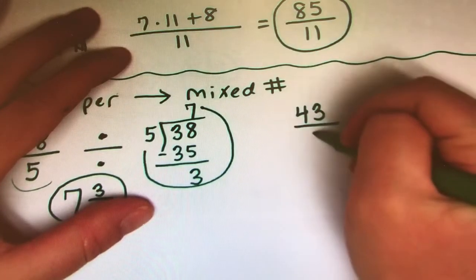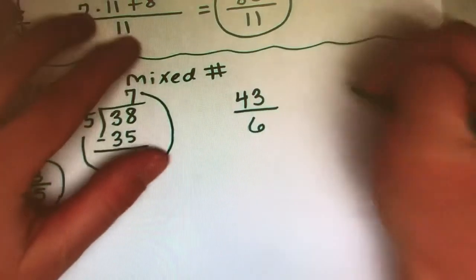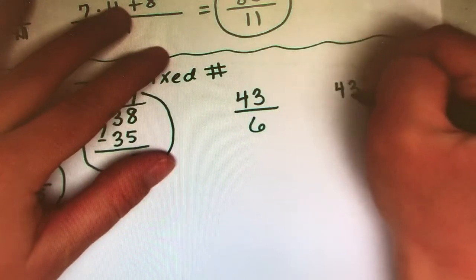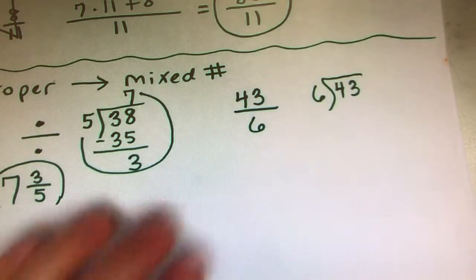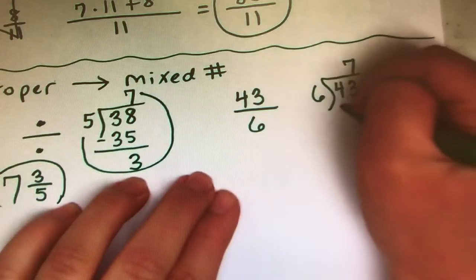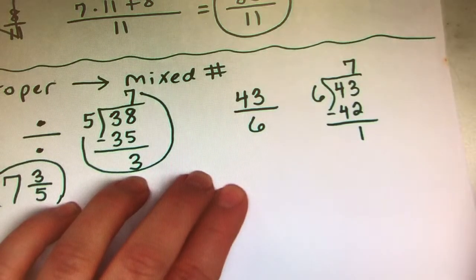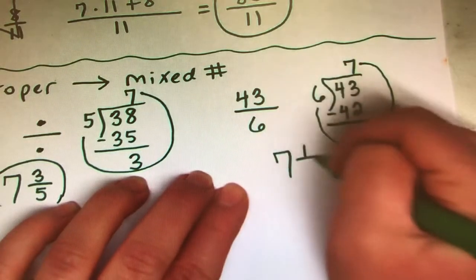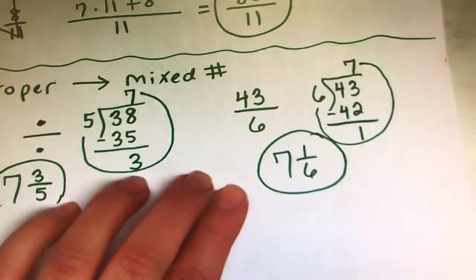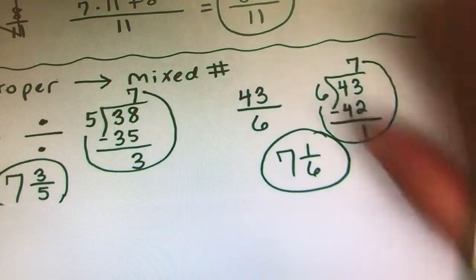43 sixths. Okay, right now it's improper. I want to change it to a mixed number. So I'm going to do a little division house. 43 divided by 6. 6 will fit into 43 how many whole times? 7. 7 times 6 is 42. 43 minus 42 is 1. To write this as a mixed number, I start at the top and go around the clock. 7 and 1/6. Just happened to be 7 again. Okay, so that was improper to mixed number.